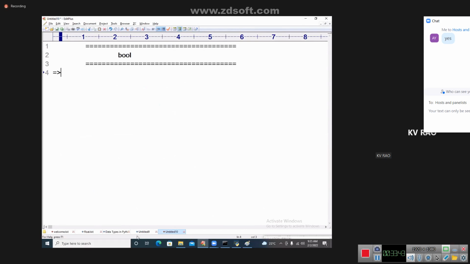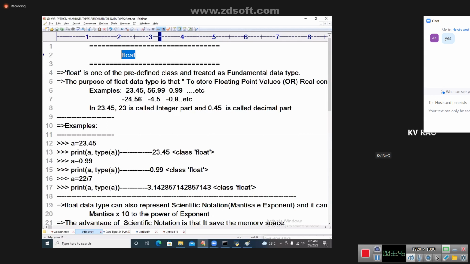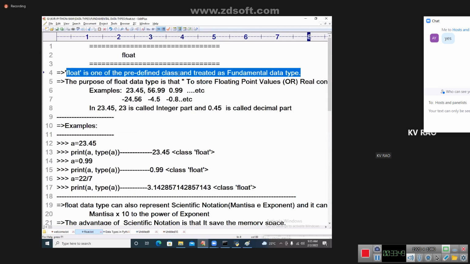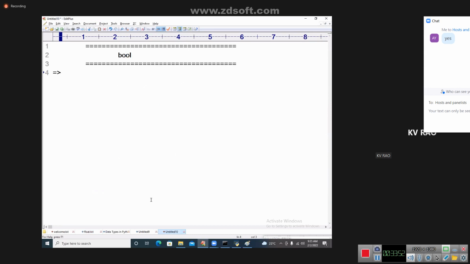As usual, I'm taking bool as one of the predefined classes and treated as a fundamental data type. Even now, I would like to say this statement. Bool is one of the predefined classes and treated as a fundamental data type. And what are the values for bool data type? I am writing the purpose of why we use bool data type. What is the real-time implementation of bool data type?